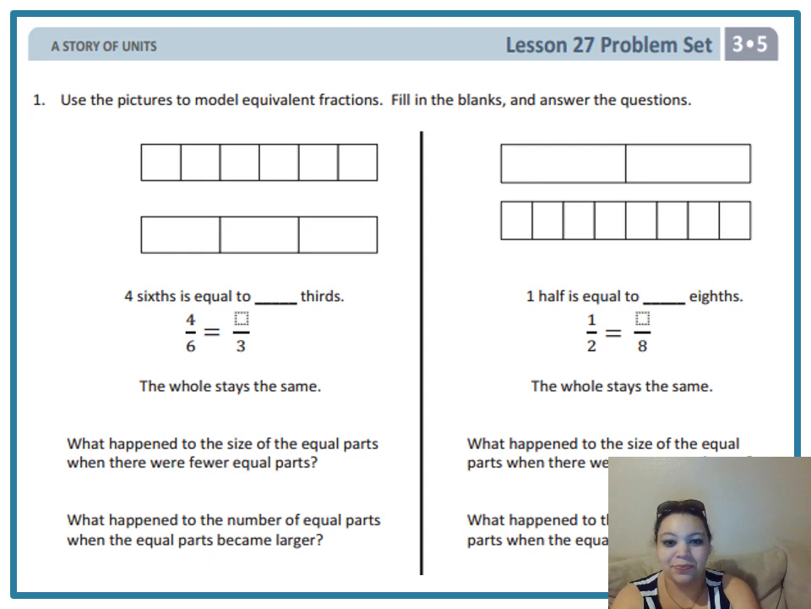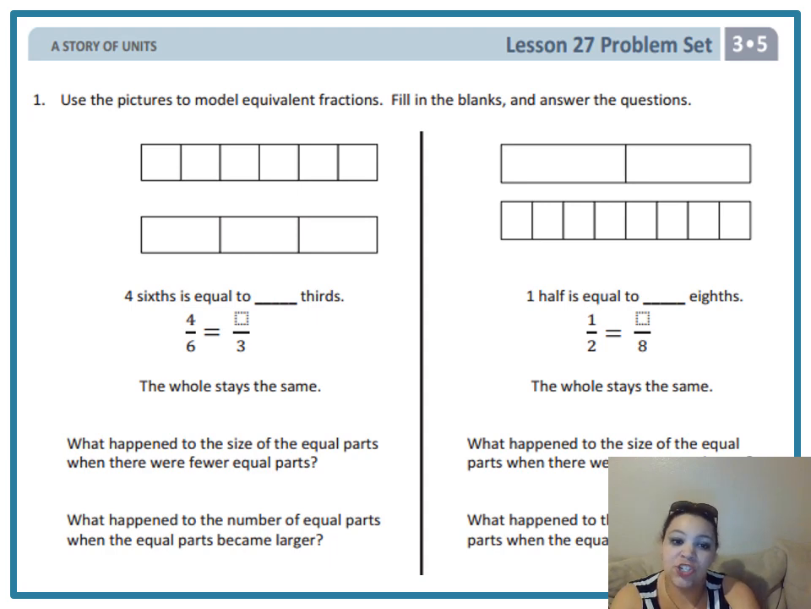And just like we've learned before, we can use quick equivalents 1, 2, 3, 6 to make those equivalent fractions. All right, so let's go over to your problem set. The instruction says, use the pictures to model equivalent fractions, fill in the blanks, and answer the questions. So first thing that we want to do is find 4/6 is equal to how many thirds.